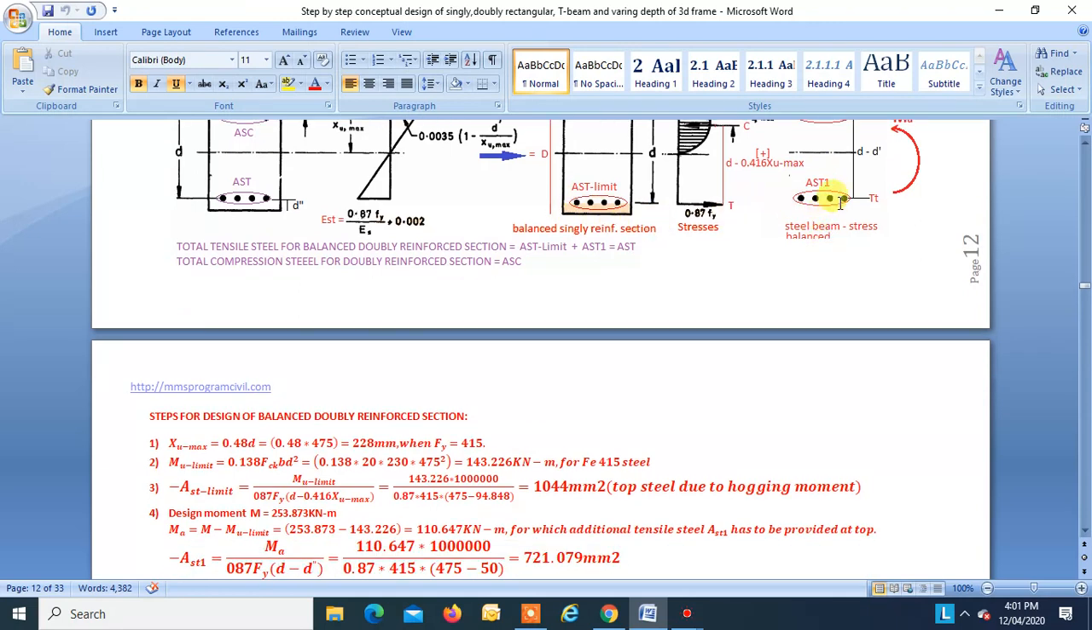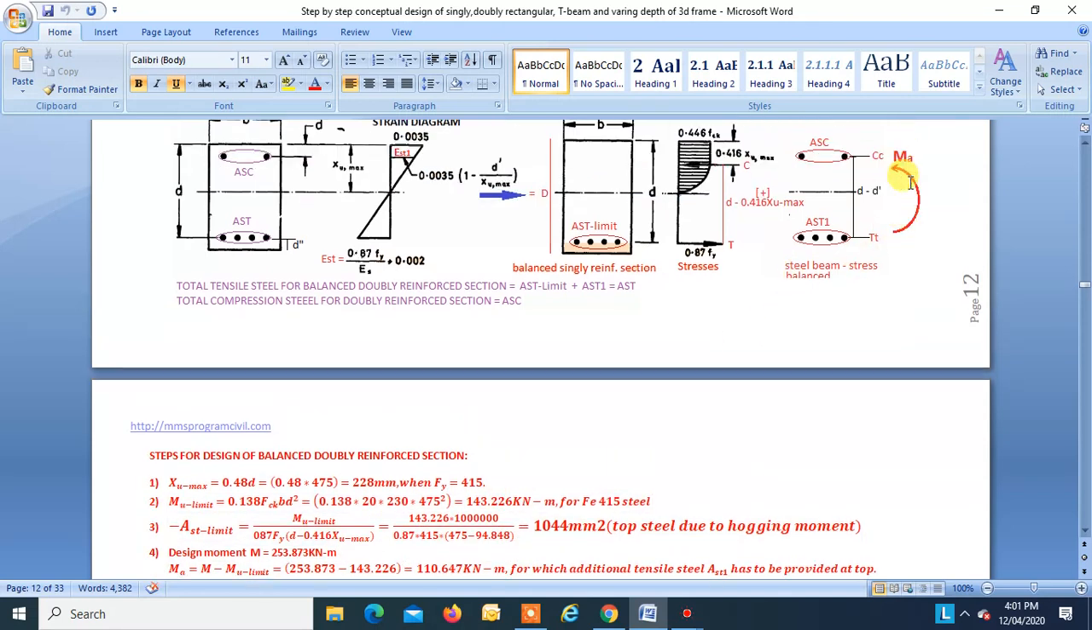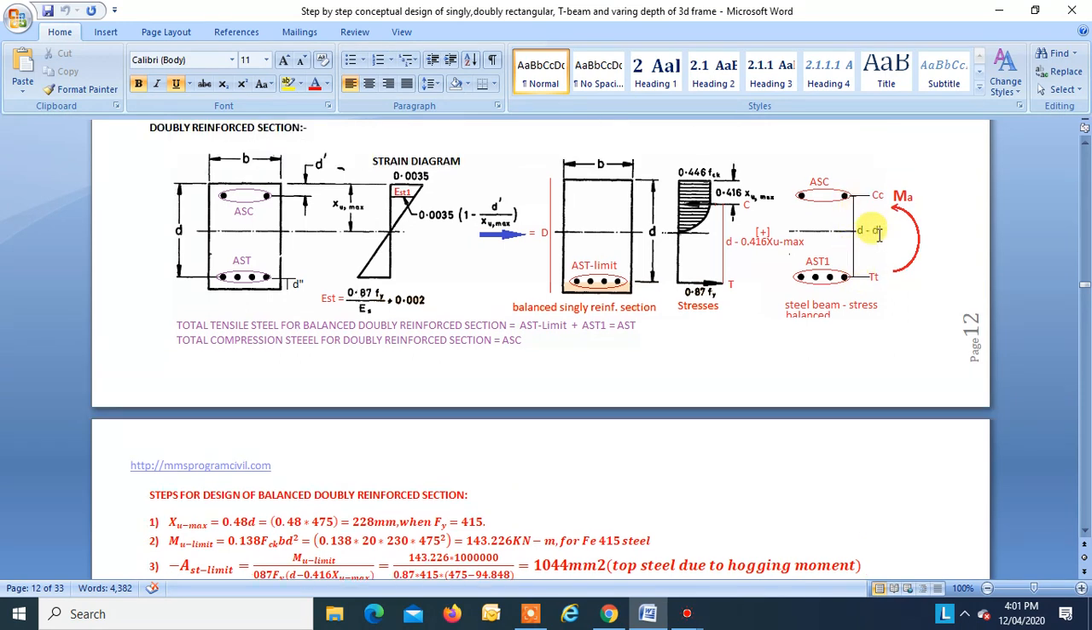For that we have to find the additional moment Ma. So our design moment is 253.87. So Ma is equal to design moment minus Mu limit. Mu limit we have just found is equal to 143.22. So Ma is 110.64. Very easy. How to find Ast1? We know the stress in this bar. It is 0.87 fy. So we know the force T1 is 0.87 fy into Ast1, that is T1, right? And T1 into lever arm. This is the lever arm, right? D dash is the effective cover in the compression zone.